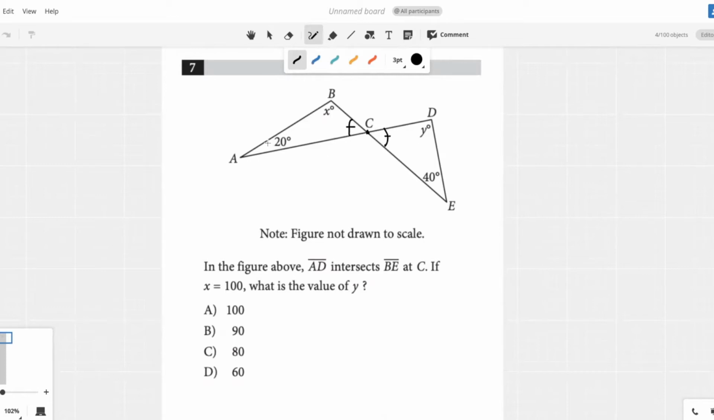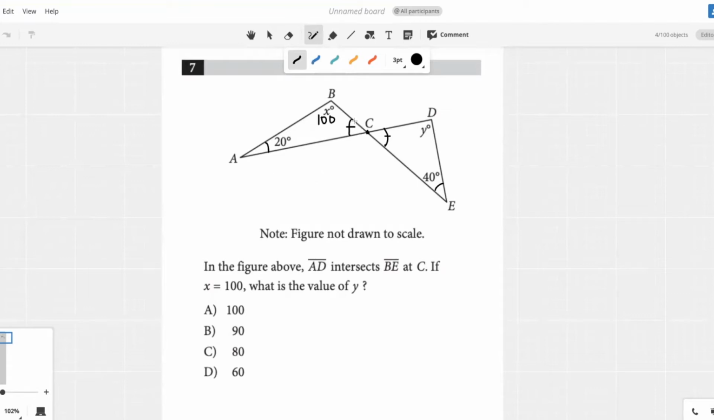Additionally, we're given the measurement of these two angles as 20 and 40. And so what we can do from here is, since we're given the value of x to be 100, we also know that in any given triangle, the total angle measurement has to add up to 180. So if you add all three of these angles together, you're supposed to get 180 degrees. That's just the nature of any triangle.